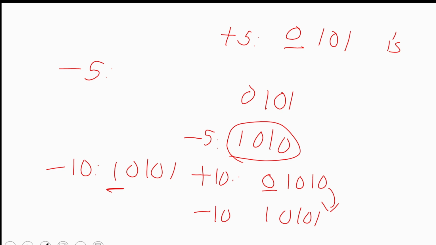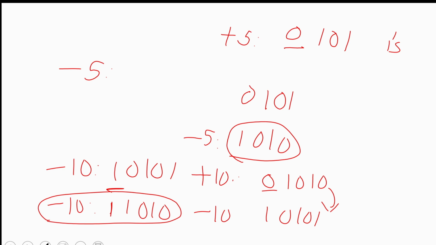Now you can ask me, sir, what is the difference between ones complement representation and sign magnitude? Suppose, look here, minus 10. If I am representing it in the sign magnitude representation, first I will represent 10 as 1, 0, 1, 0, and then I will keep 1. Now this minus 10 is the representation in sign magnitude, and this is in ones complement.